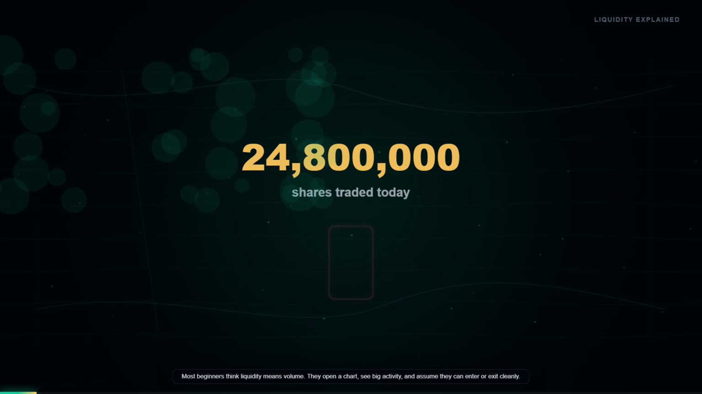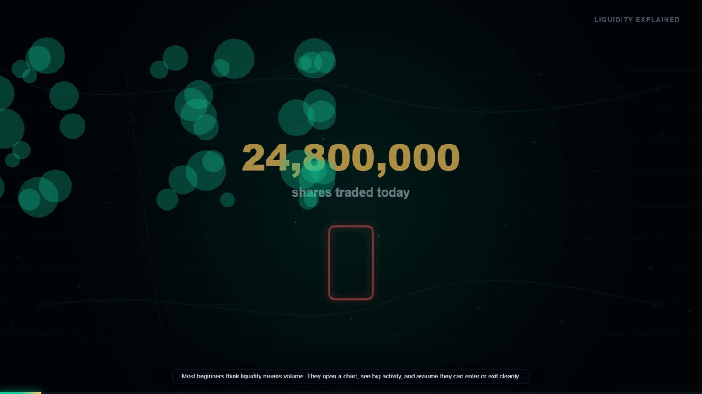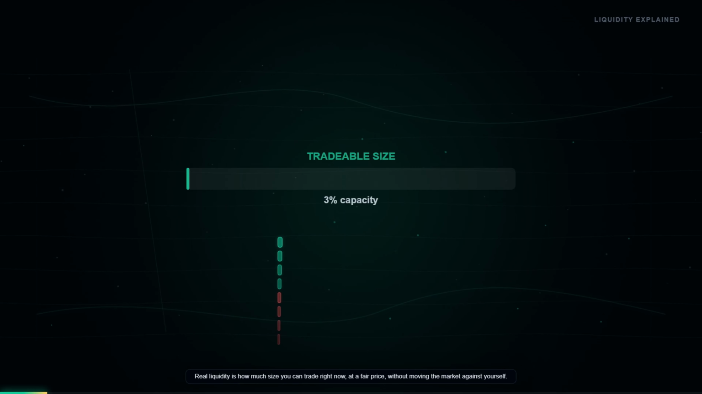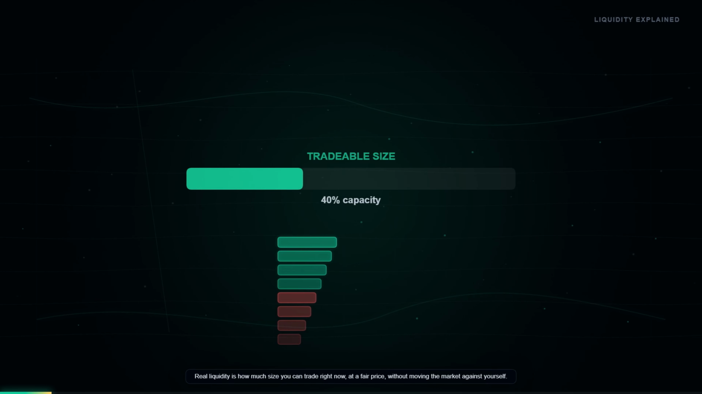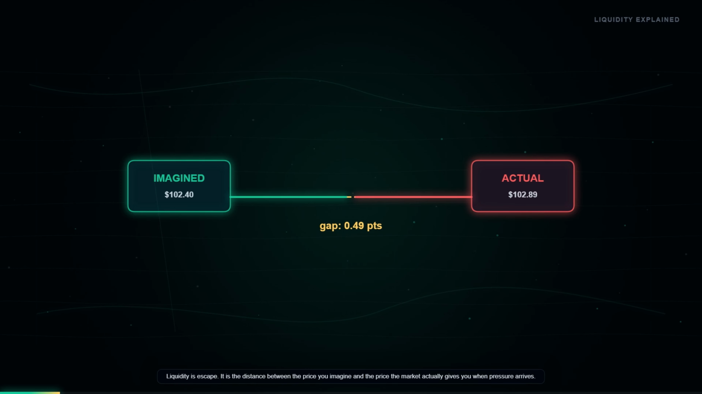Most beginners think liquidity means volume. They open a chart, see big activity, and assume they can enter or exit cleanly. Real liquidity is how much size you can trade right now at a fair price without moving the market against yourself when pressure arrives. Liquidity is escape. It is the distance between the price you imagine and the price the market actually gives you when pressure arrives.